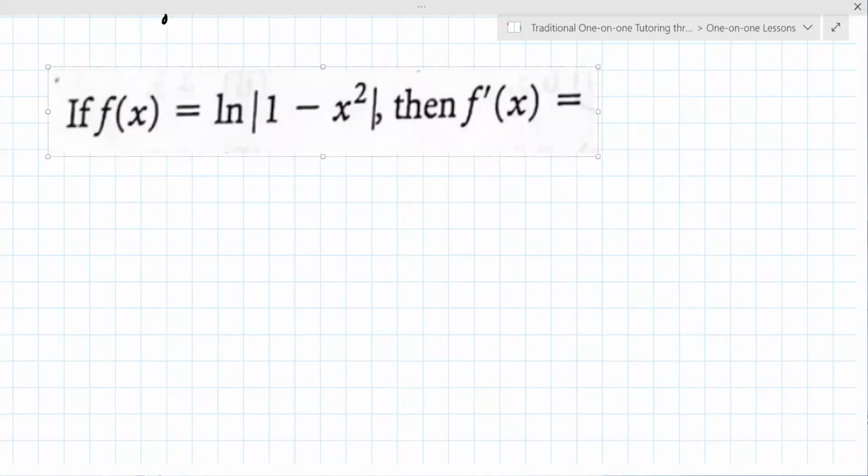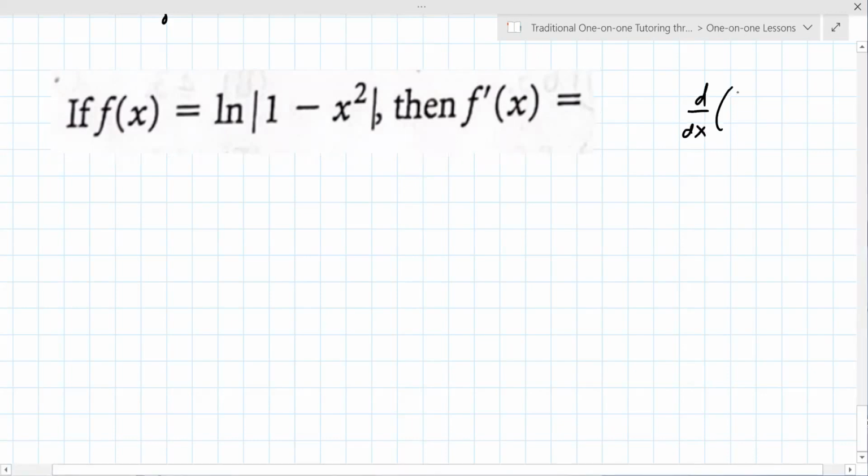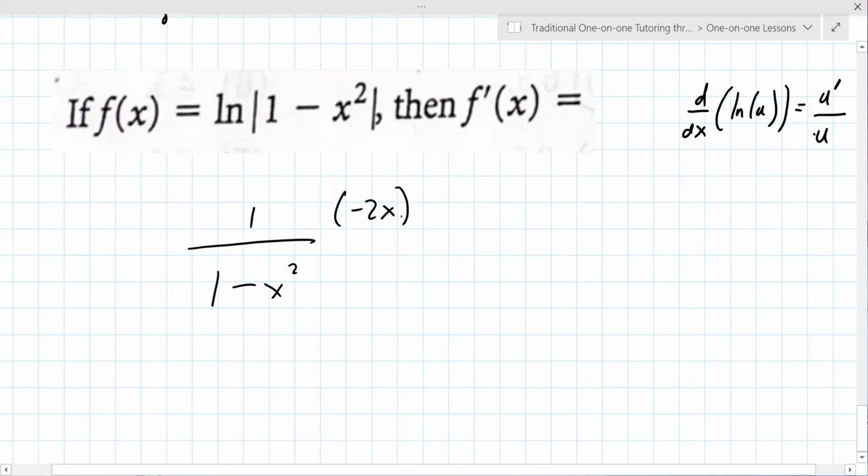All right, so this one is asking for the derivative of ln. So d dx natural log of u. U refers to whatever's inside parentheses. ln is 1 over x, right? Yeah, or 1 over u, and then you take the derivative of the inside function. So it's 1 over 1 minus x squared, but then you multiply by the derivative in the numerator. Oh, okay.